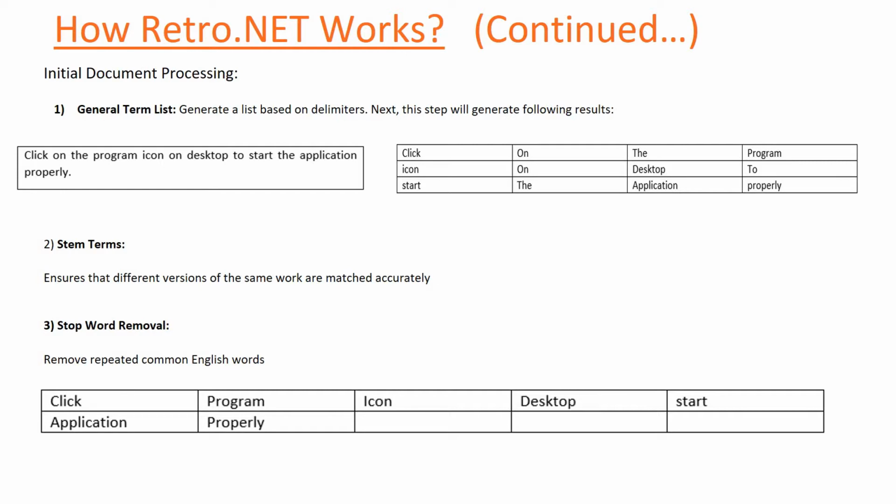So you start with the general term list where, for example, this sentence here: click on the program icon on the desktop to start the application properly. In this one, based on the delimiters such as commas, periods, spaces, it separates the words and makes them their individual terms. Then it stems the terms. So, for example, if the word is clicking, it makes sure that different versions of the word are matched accurately.